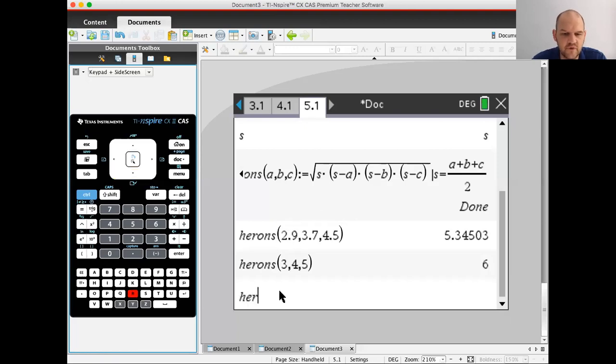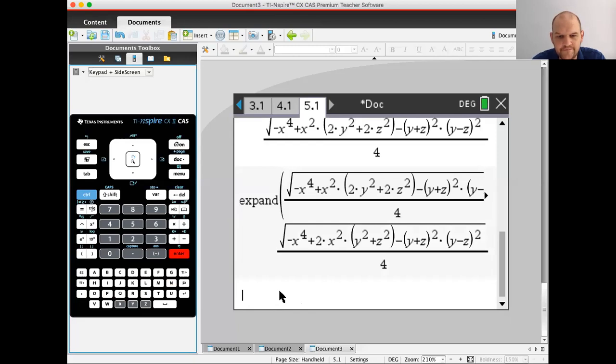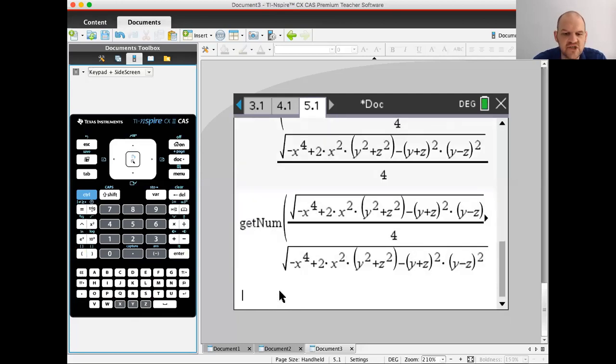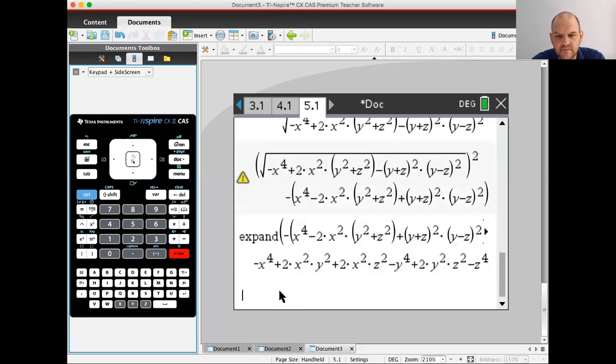I already have Heron's formula built in, like I defined it. So if I do Heron of X, Y, Z, it'll just spit it out like that. Let me expand this. I really want to know what it is. I'm going to get the numerator, square the numerator, and expand the numerator. You don't really need to do any of this. So everything shows up to the 4th with a minus, and everything shows up like pairs and squares.